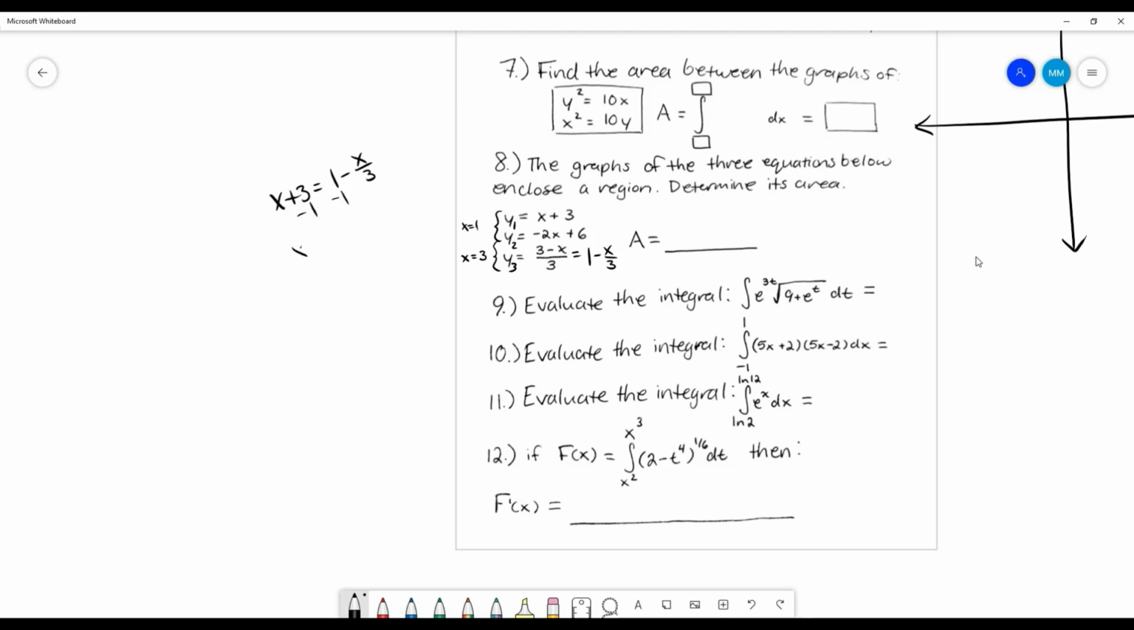Subtract 1 from both sides. X plus 2 equals negative x thirds. Again, multiply by 3. Add x to both sides. 4x equals negative 6. X equals negative 3 halves. So that's just another intersection point. And now we can go ahead and sketch out our graph to see what area they enclose.